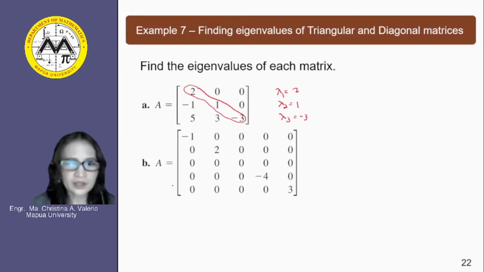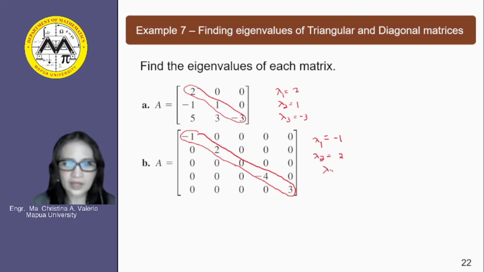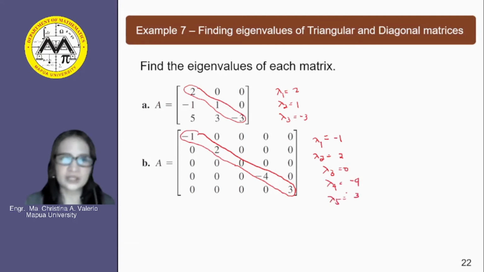In letter B, we have a diagonal matrix, and we can identify the diagonal entries. Following the theorem, since this matrix is a 5 by 5 matrix, we will have 5 eigenvalues, namely lambda 1 to be -1, lambda 2 to be 2, lambda 3 equal to 0, lambda 4 equal to -4, and lambda 5 equal to 3.